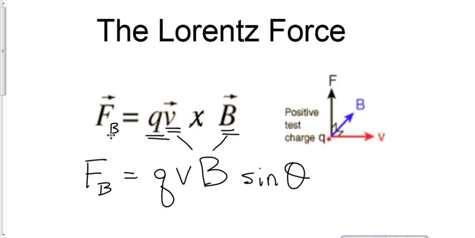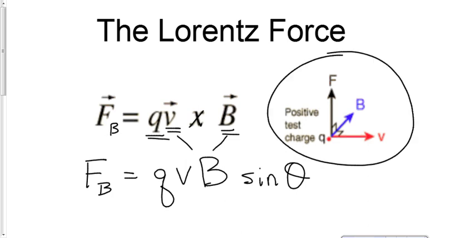So here's an example of what that force would look like. Now we're trying to draw 3 dimensions on just a 2-dimensional screen, which is a little challenging. So what we have here is a positive test charge moving rightward. That's the red velocity vector. And it is in a field that looks in this picture like it's diagonally up, but this is actually trying to show a B field that is going into your screen.